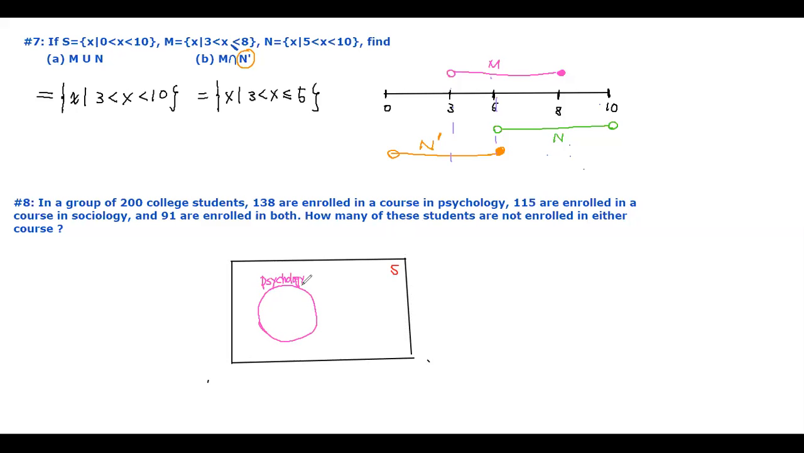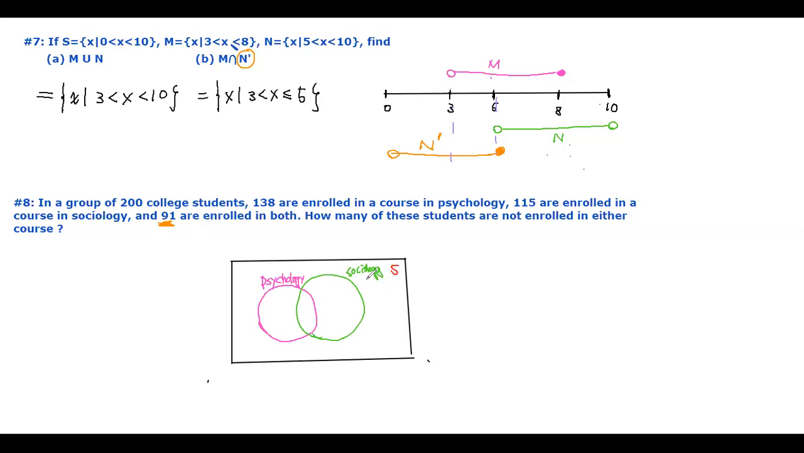Okay, then 115 are enrolled in sociology, right? Okay, so now I have this circle, yes, sociology. Okay, so then let's say I have 91 enrolled in both here. Now I want to find out how many of the students are not enrolled in either course here.